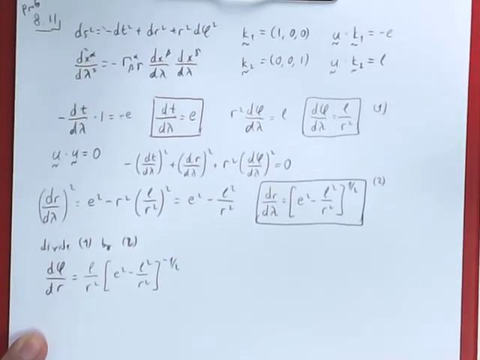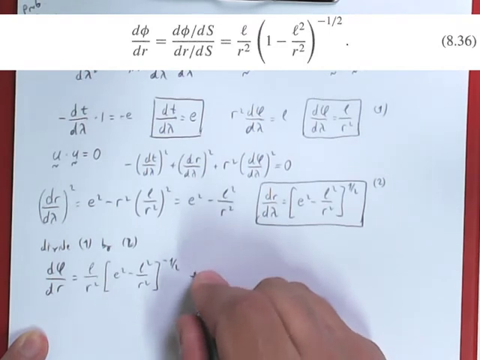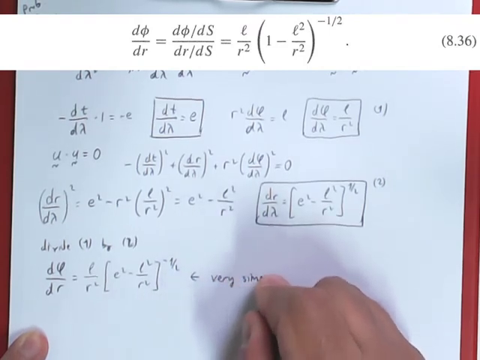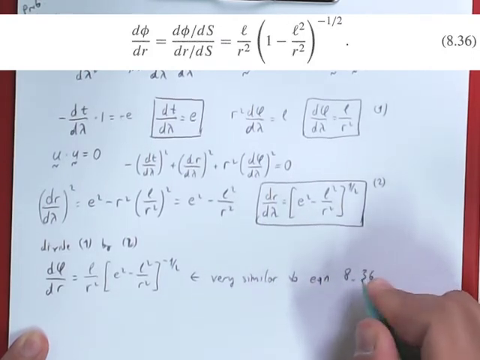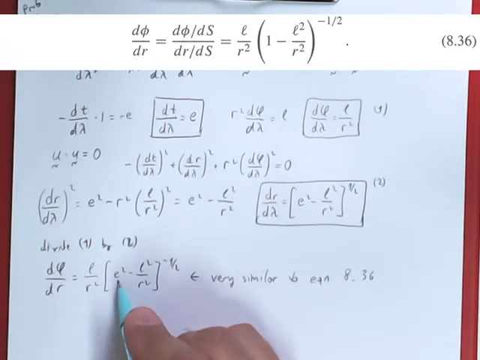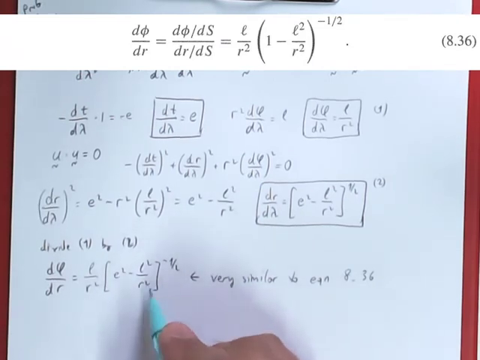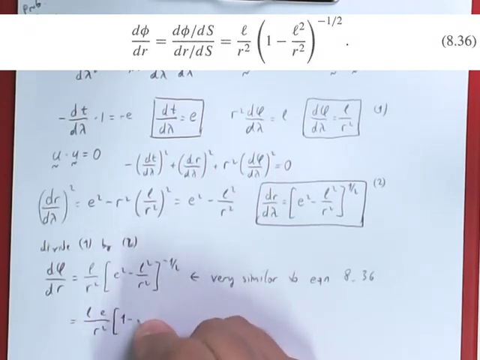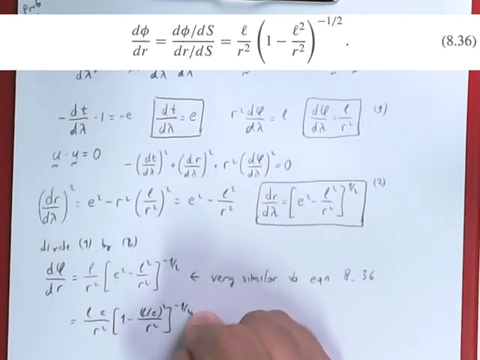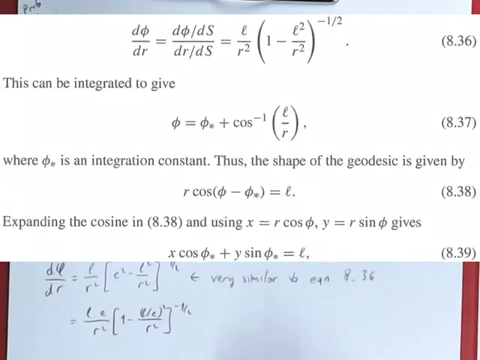Right? So this equation is very, very similar to equation 8.36 in the book. The only difference here is that instead of 1 we have E squared, but that's a technicality. You can take this into a common parentheses. You can write this as L over E, times r squared, times (1 minus (L over E) squared by r squared) to minus a half. Right? So you can see that the form of the equation is exactly the same as what you would see in equation 8.36.